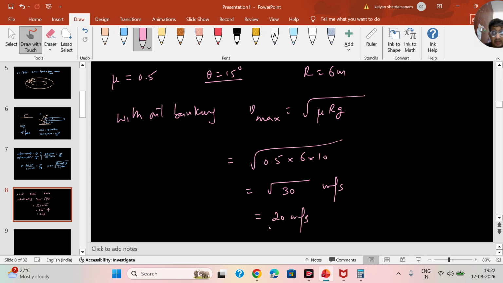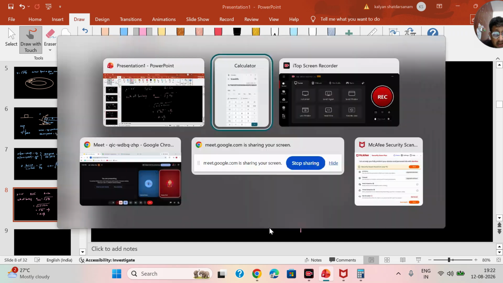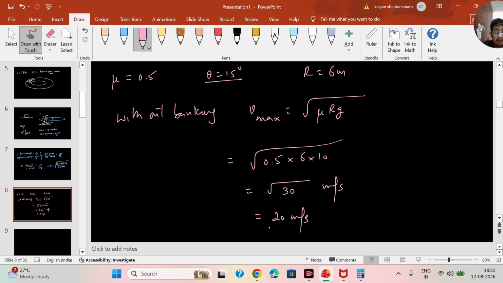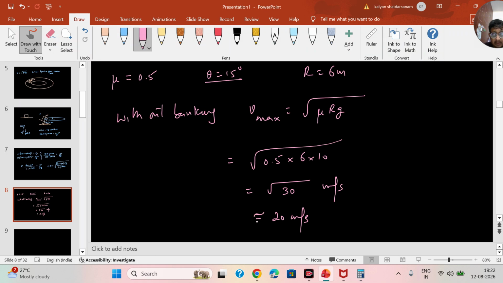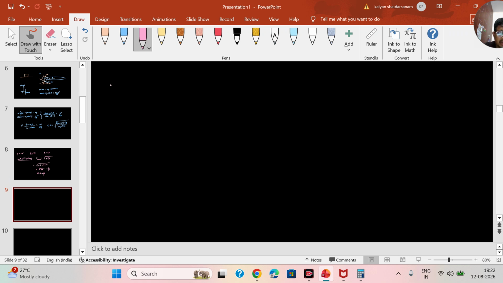You want to take a 6-meter sharp turn on this road. If you exceed 20, gone. 19.71, not even 20, 19.7, approximately 20. So if you are exceeding 20, you are gone, it will skid. Now what we will do, this was without banking. We'll bank the road at 15 degrees. Now let's find the Vmax.